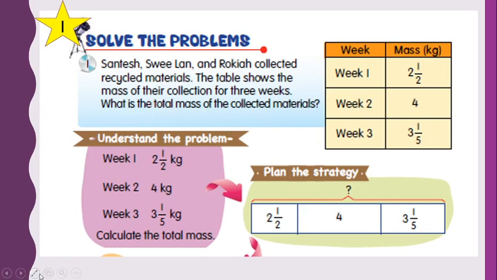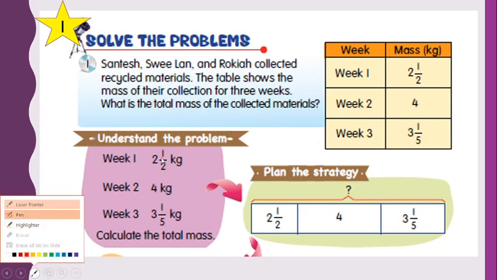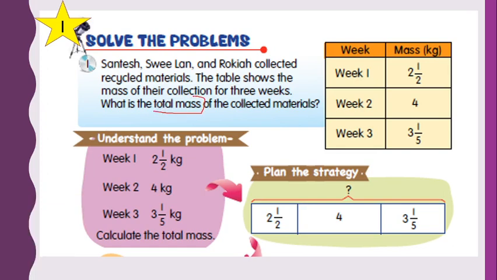So what is the keyword in this problem? So the keyword here is this one, total mass. Say the keyword is total. What does it mean by total? It means you want to add up all the mass given here. That is the meaning of the word total there. So we understand the problem. Okay, we got the information already, and we identify the keyword.